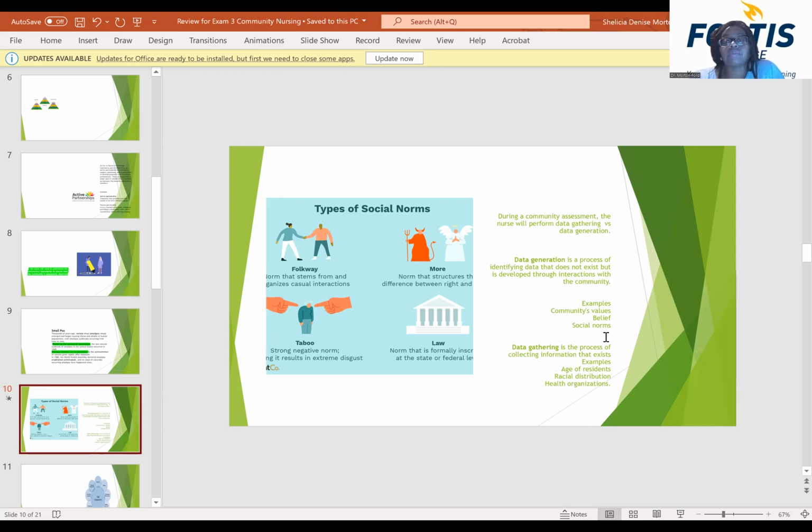Data gathering is the process of collecting information that already exists. So age of residence, this is information that you could readily, it may be documented, racial distribution, and then health organizations.